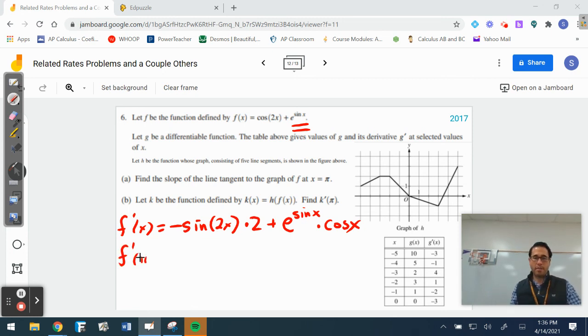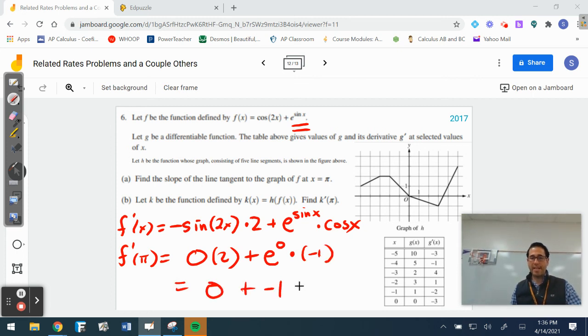Okay, now we're going to plug in pi. This would be negative sine of 2 pi, which zeroes that out. Now sine of pi up here is 0, but that's okay because it's e to the 0. And then cosine of pi would be negative 1. So I get an answer of 0 plus a negative 1, which is negative 1. See, so not bad, right? Not bad. It's just random.